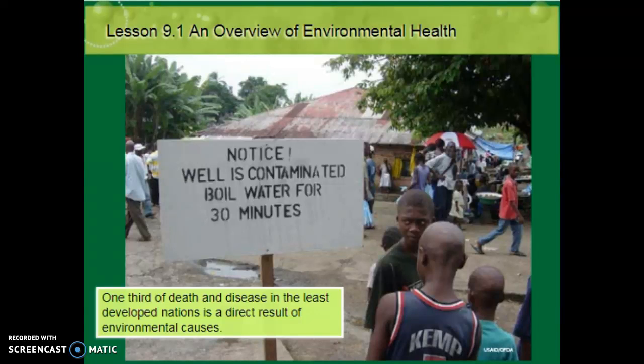9.1 is, like it says on the screen, an overview, kind of like a preview of environmental health. So there are lots of important things here. The first thing that we need to look at is the different types of hazards. Remember, hazards are anything that can hurt you.